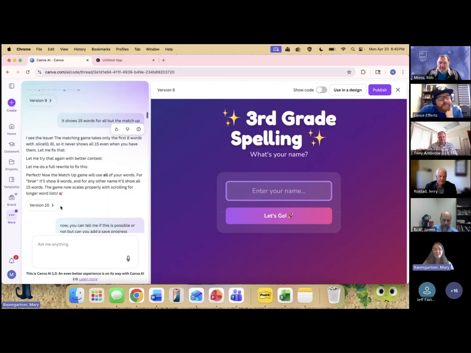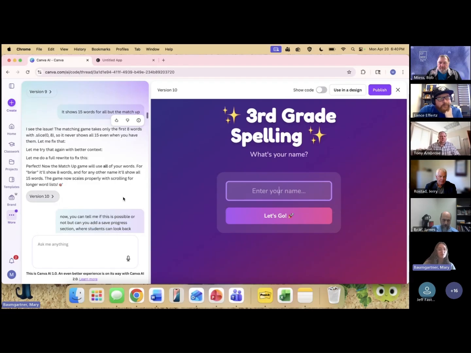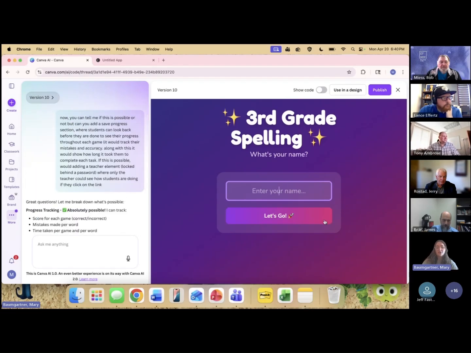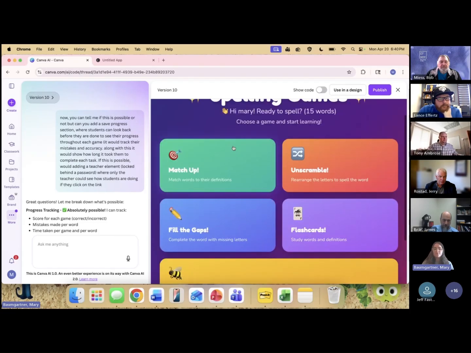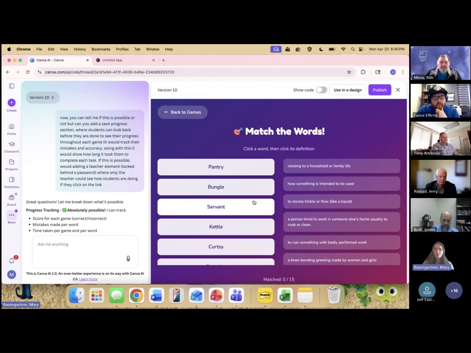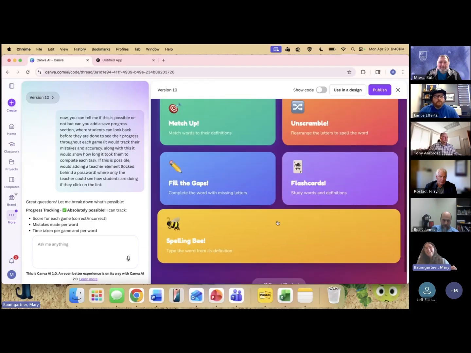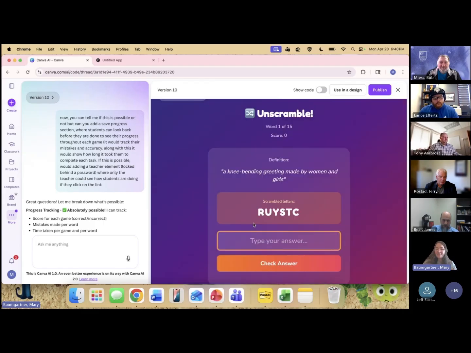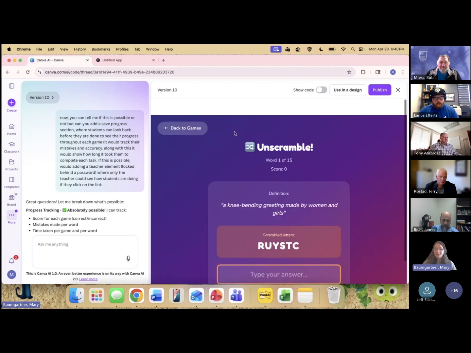And then I can show you this version. So you just type in your name and then it gives you your options. So the matchup has all 15 and you just match your words. Yeah, it was really cool. And yeah, I'll just go through the different game modes quickly.